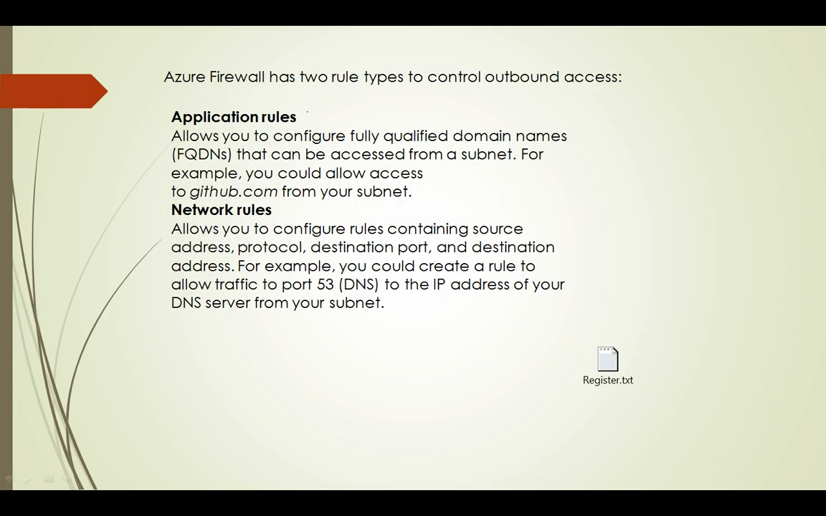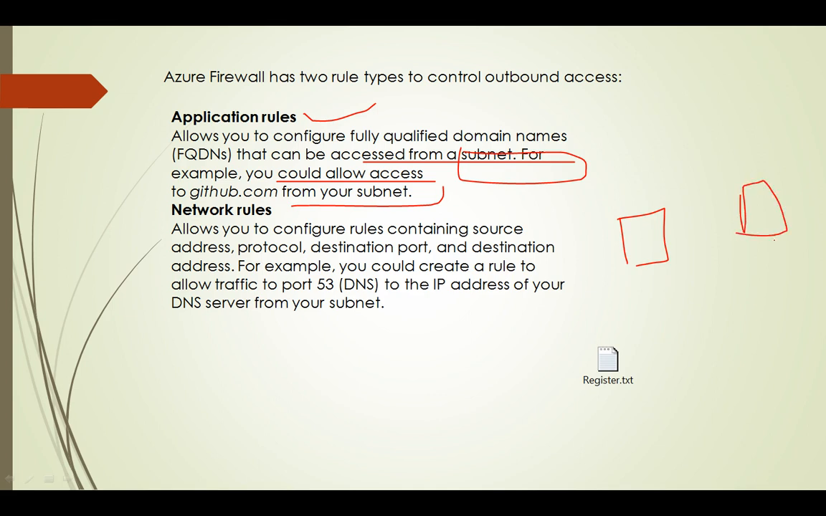As I told you, what is an application rule here? It allows you to configure a fully qualified domain name that can be accessed from a subnet, in a particular subnet. For example, you could allow access to github.com from your subnet. For example, I have an A subnet and a B subnet. I want to take remote of this B subnet from the A subnet, and I want to access github.com on this machine.